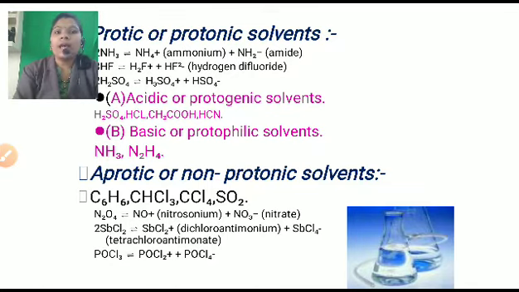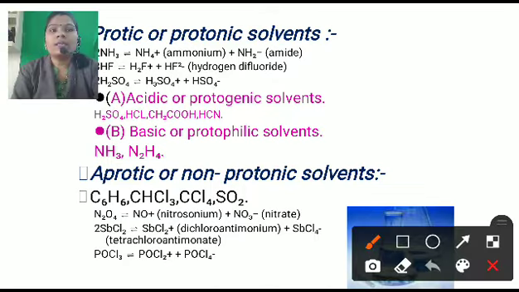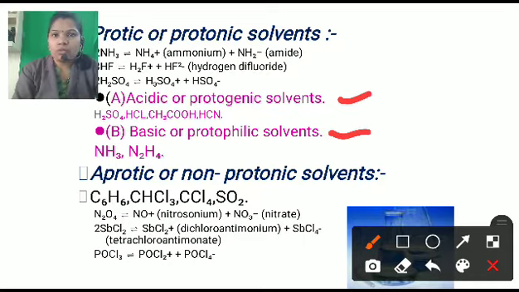Here there are acidic or protogenic solvents and non-acidic ones, and there are two types of that solvent: the acidic and basic solvent. The acidic solvents are H2SO4, HCl, acetic acid, HCN. These are acidic protonic solvents. They contain the proton. And basic or protophilic solvents include ammonia and N2H4. The protic solvent is also divided into two types: first, acidic or protogenic solvent, and second, basic or protophilic solvent.